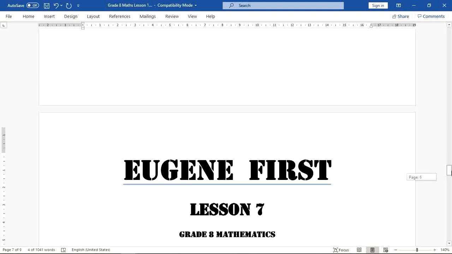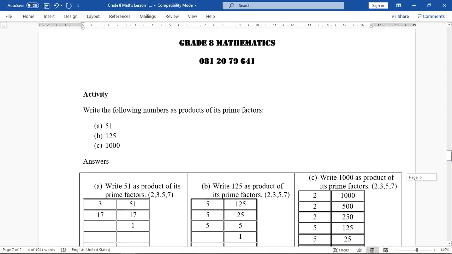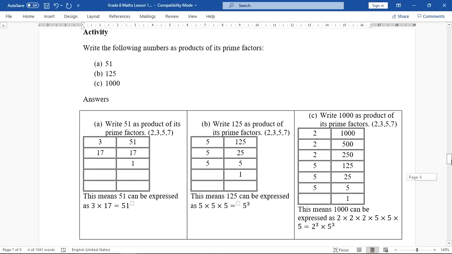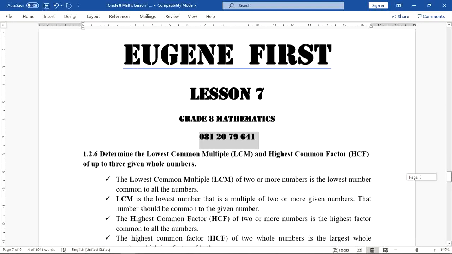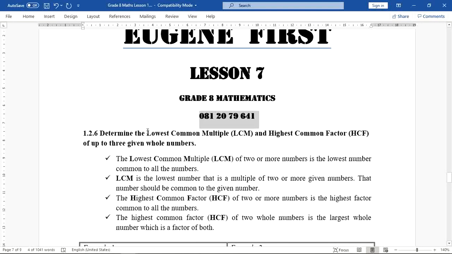In our previous lesson, I gave you the answers to activity ABC. Now in this lesson, we are going to look at what we call the lowest common multiple, also known as the LCM for short. You're going to learn how to find the lowest common multiple, and then in the next video you are going to learn how to find the highest common factor.